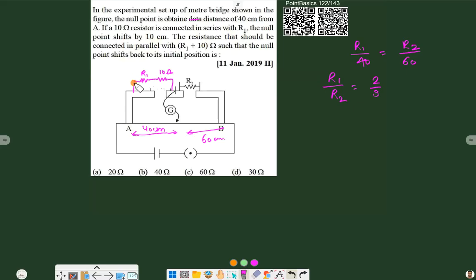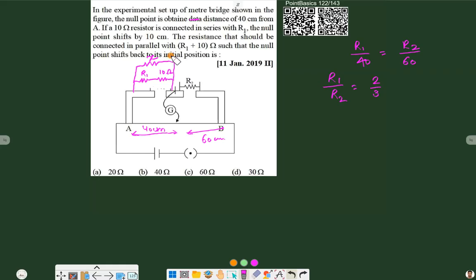Now what we have to do, we have to again attach a parallel resistance here so that it again comes back to 40 centimeter, and the value of this we have to find out. Now suppose the value of this is x.